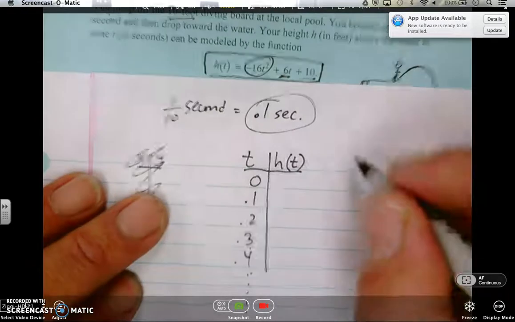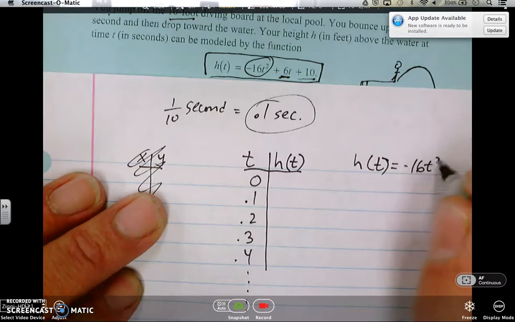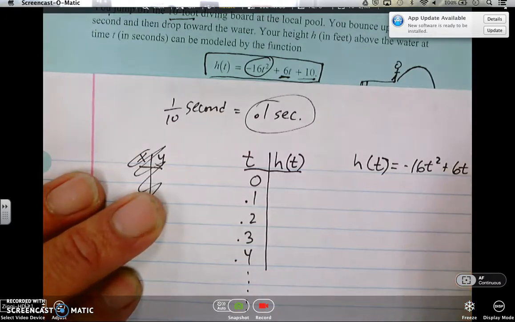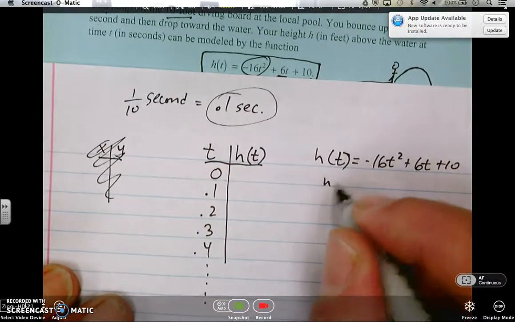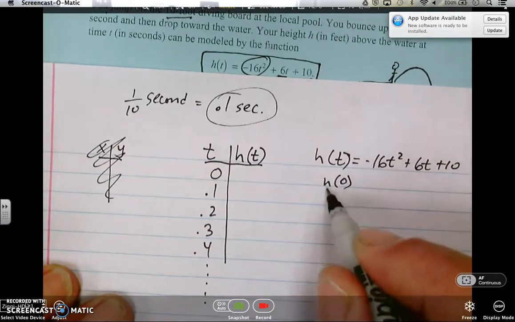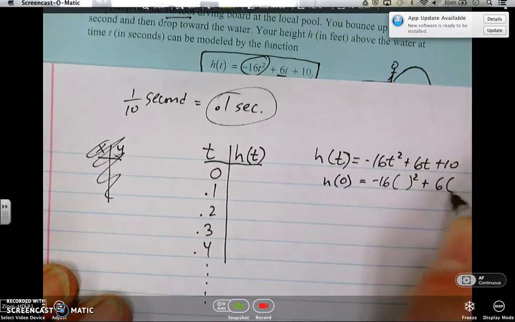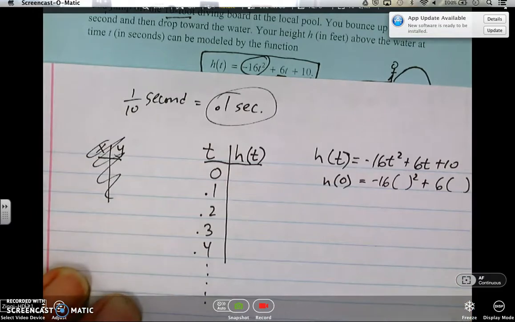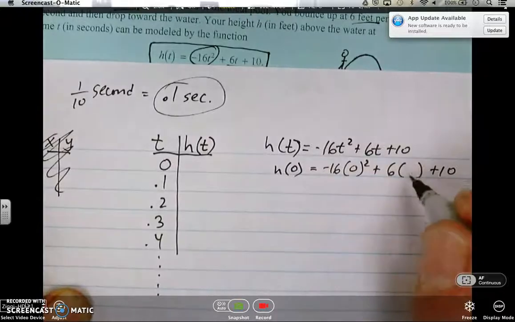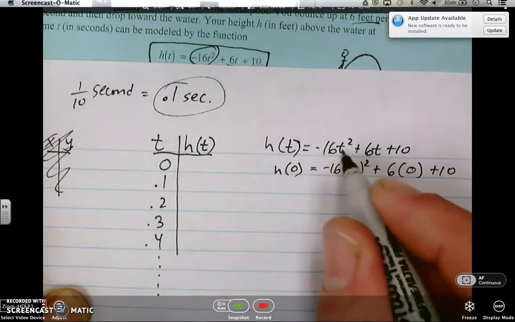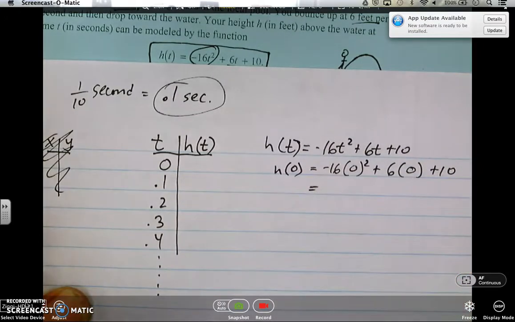Now, how does this notation work? Let's rewrite the function here. Here's how we're going to do this. When t is 0, we write it as h parentheses 0. That means the height at time 0 is equal to negative 16, and then I'm going to rewrite my function, but I'm going to put parentheses. I'll show you why in a moment. We're going to plug in 0 for the time. So instead of t, we're replacing it with 0 because we're finding out what happens at time 0.